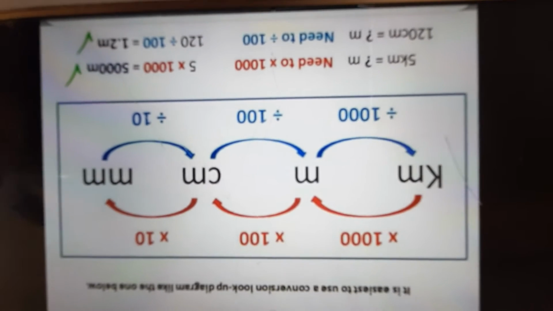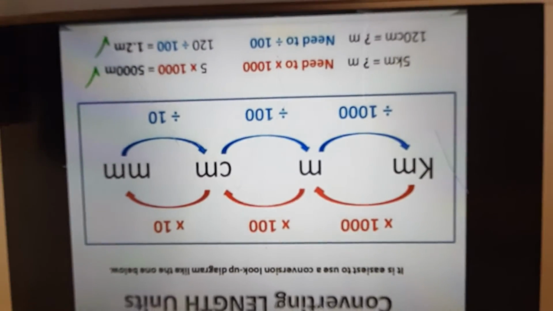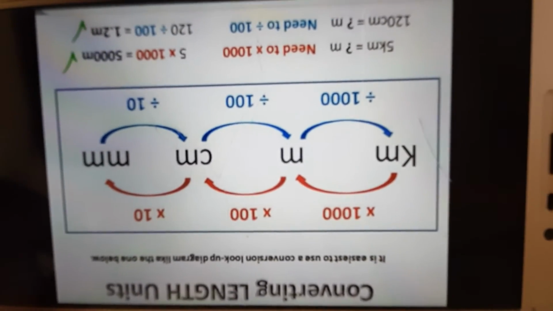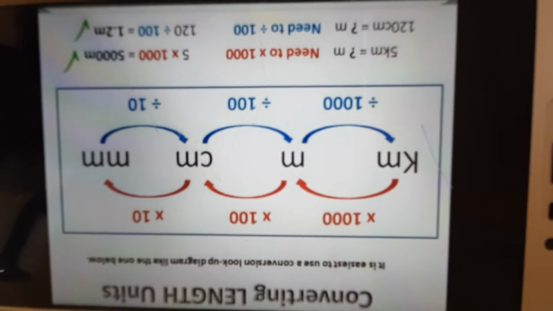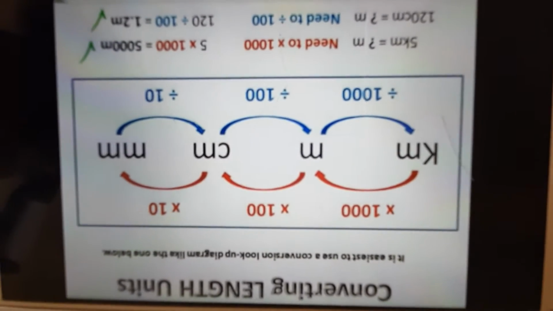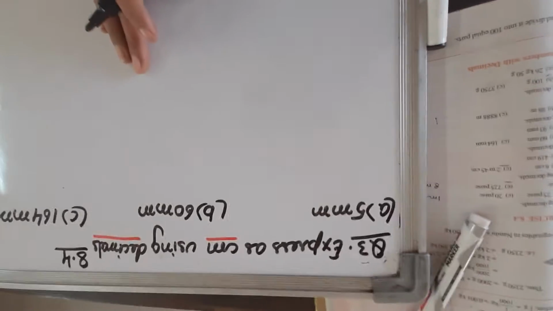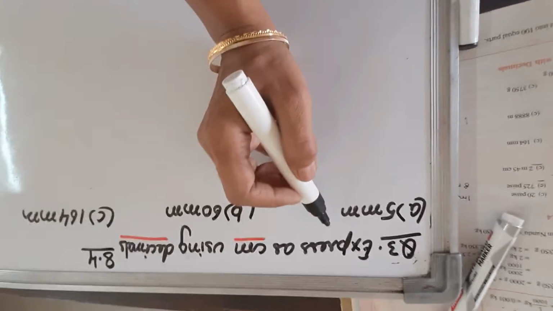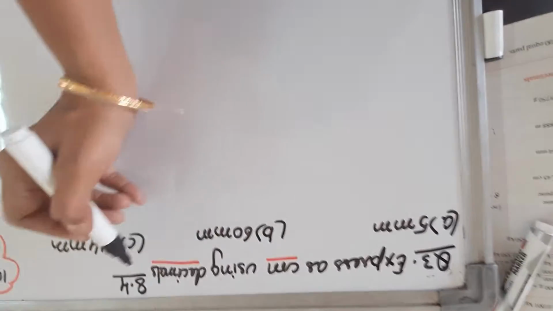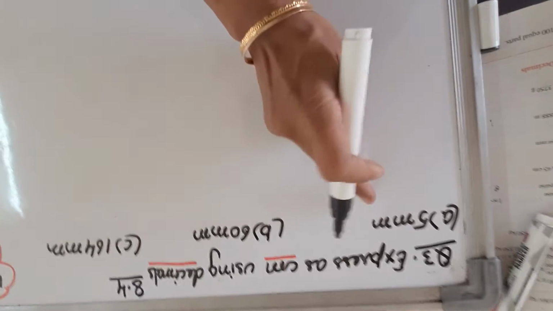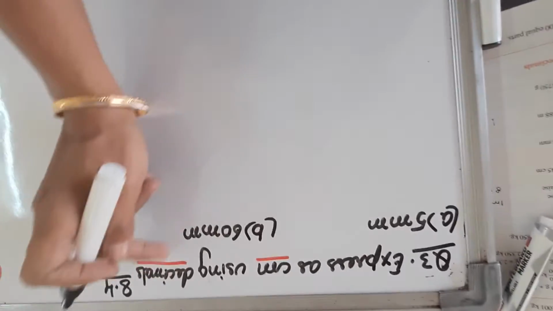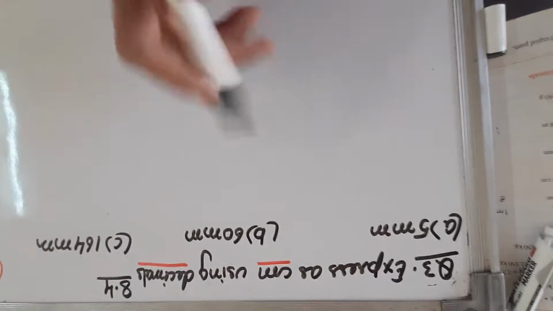So this will help you in understanding the concept, and just frame this picture in your mind also. So on the basis of this, let us do our question number 3. So dear students, our question is express as centimeter using decimals. We have to first express in centimeters, then we will convert them into decimals.